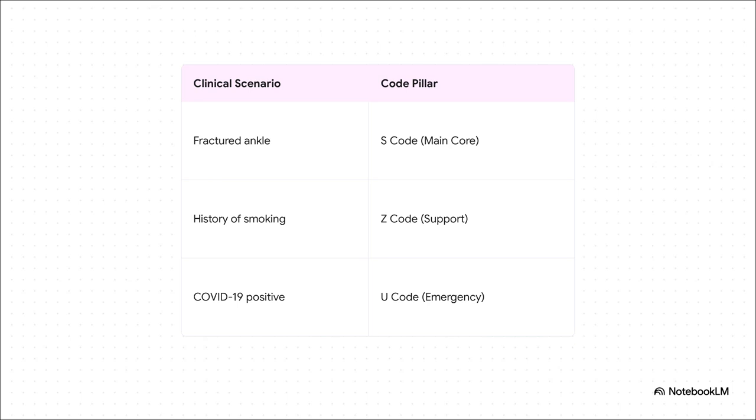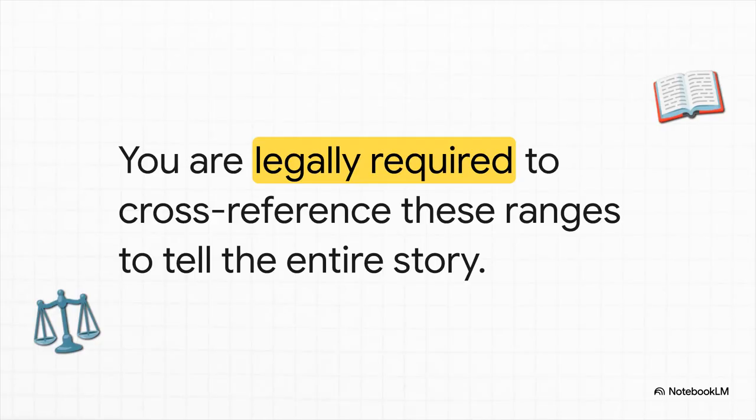Think about a single clinical encounter. Let's say a patient comes in with a fractured ankle. That primary problem pulls an S code from the main core, right? But then documentation shows the patient has a history of smoking. Boom, that pulls a Z code from the support system. Oh, and they just tested positive for COVID-19, which pulls a U code from the emergency reserves. The whole point here, and this is huge, is that coding just the primary sickness, just that fractured ankle, is simply not enough. You are legally required by the CMS guidelines to cross-reference these ranges. You've got to drop in those secondary background factor codes from the Z and U chapters to lock everything together cleanly. That is how you tell the patient's entire clinical story.